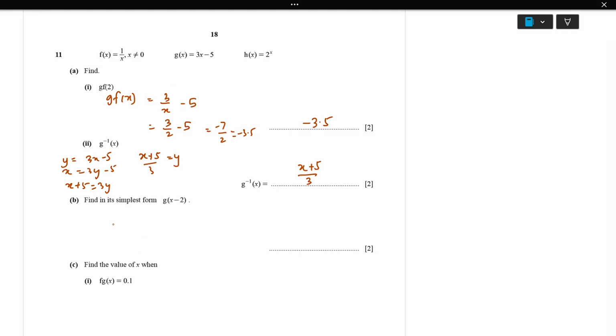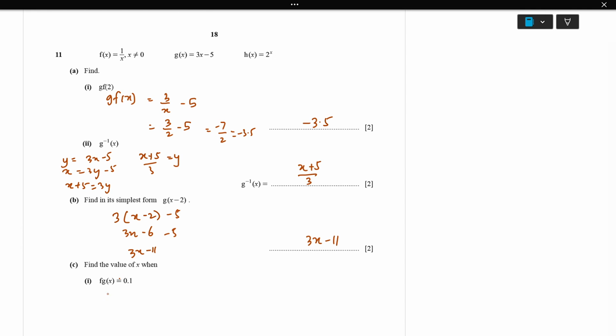So next question, find the simplest form of g of x minus 2. So g of x minus 2 means, which is 3 times, in the x place we need to replace x minus 2, minus 5. Expand: 3x minus 6 minus 5, which is 3x minus 11. So the answer is 3x minus 11.